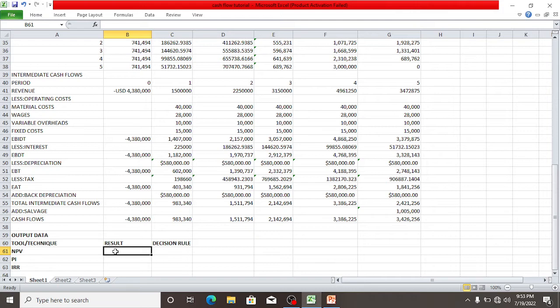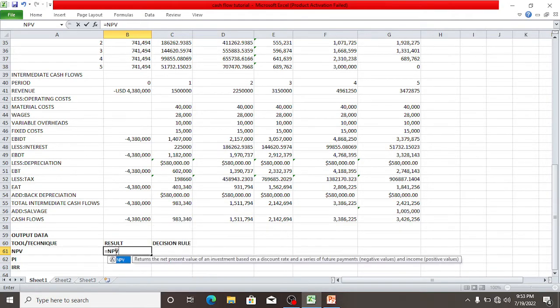So to get the NPV, we need the discounting factor. By the way, Excel simplifies life, so it is inbuilt. NPV is inbuilt. So I want the result. I'm going to put an equal sign. Any formula in Excel begins with an equal sign. Let me type NPV. NPV, we need the rate and then the values. Rate, that is the required rate of return.